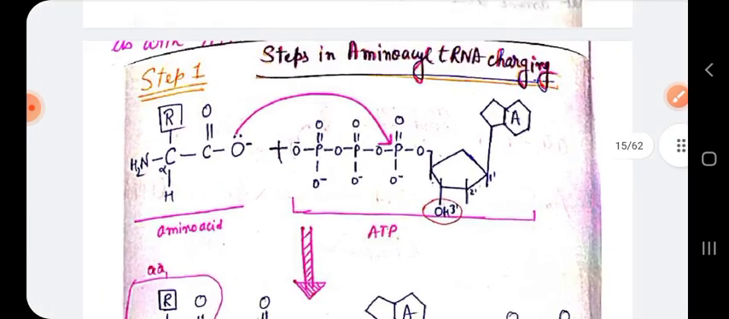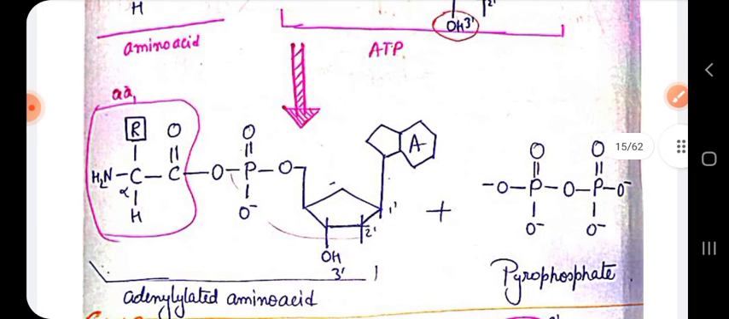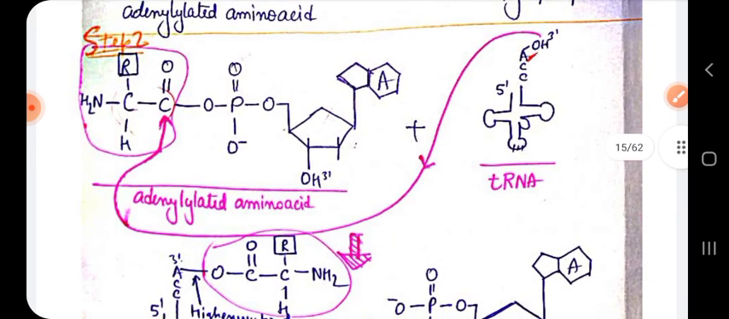So I am showing you the last diagram of this. In the notes you will also be able to see it. This is the first step of aminoacylation of tRNA, and this is your second step.